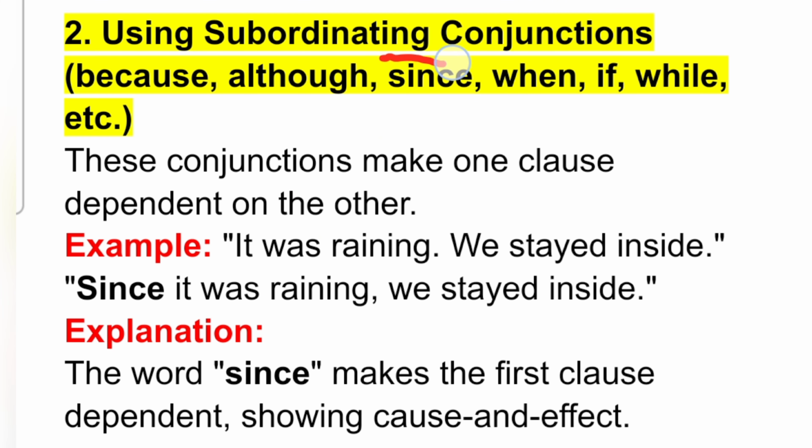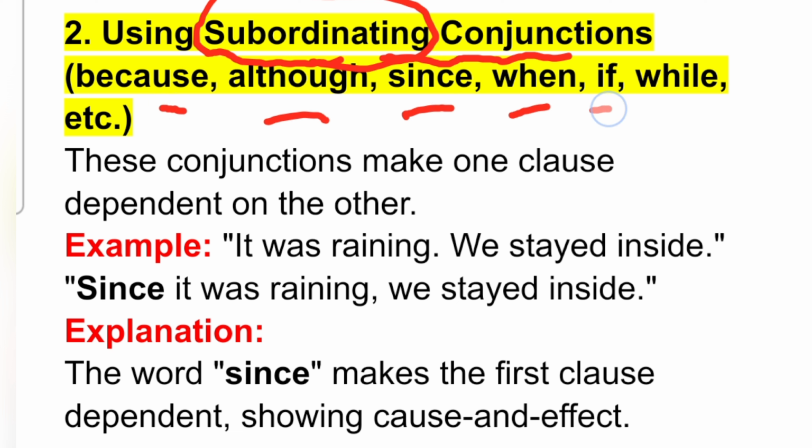Second method is using subordinating conjunction. So here it is very clear with the word subordinate means one clause is dependent on the other one. Both are not independent. So one clause is dependent on the other clause. These are the words because, although, since, when, if, while, etc. So these conjunctions make one clause dependent on the other.